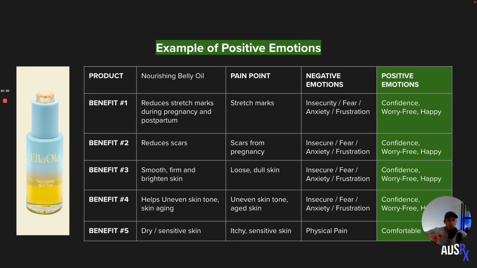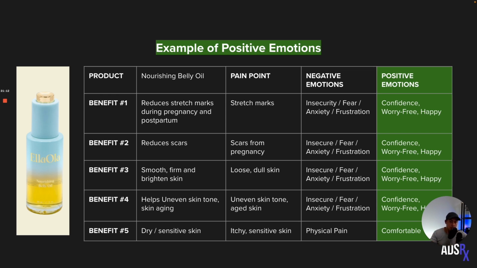All right. So after you've gone through the negative emotions, you want to install what are the positive emotions that this person could potentially feel by overcoming all these negative emotions, essentially with that product, right? So if they don't have any more insecurity, fear, anxiety, frustration over their stretch marks, they're going to feel confident, worry-free, and happy. And I list that all the way down because, very similarly, all of these are physical transformations of their own body that will give them the confidence and the worry-free life and the happiness that they're looking for, as well as the comfortability, because they won't be itching themselves so much.